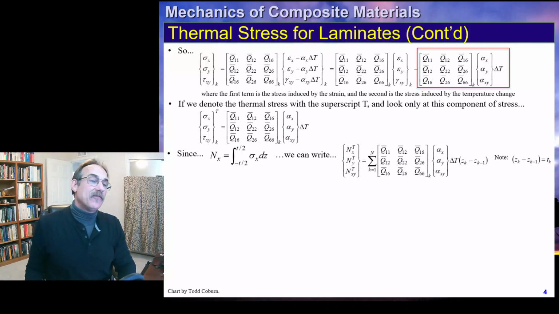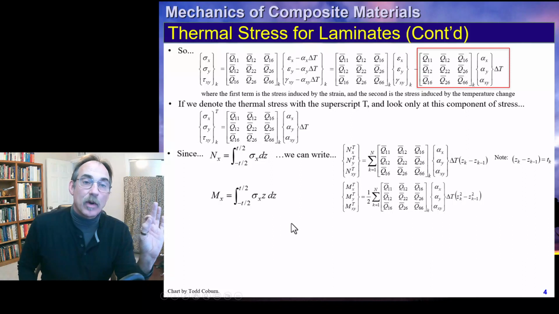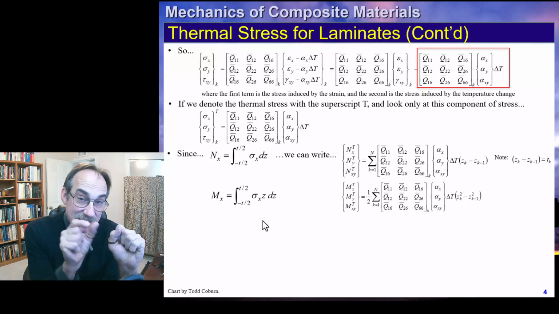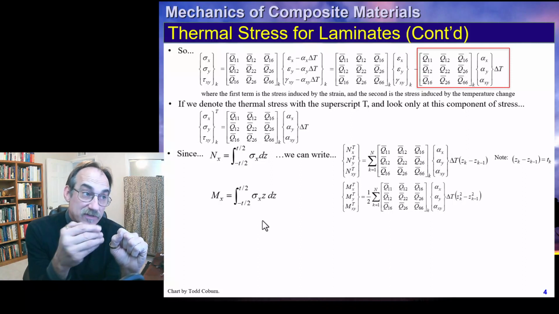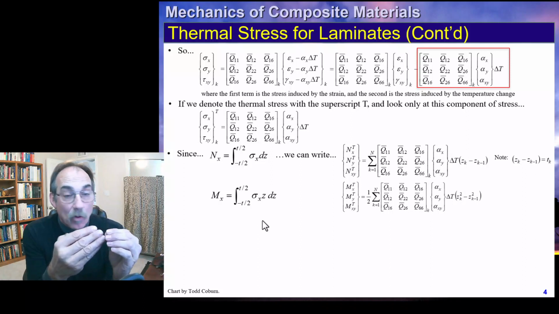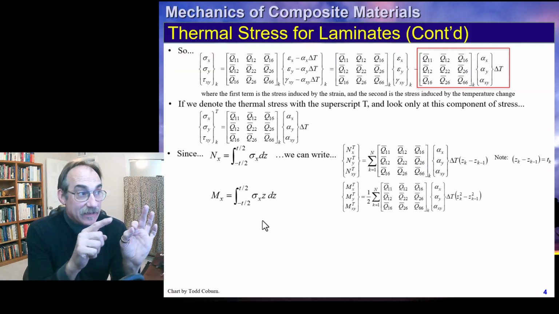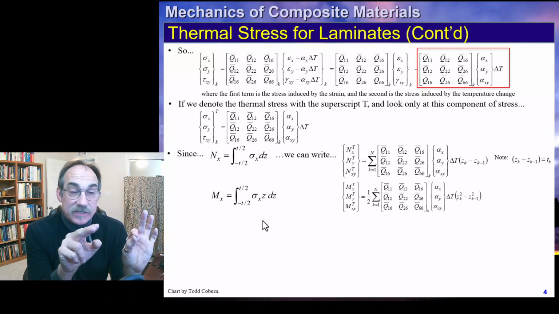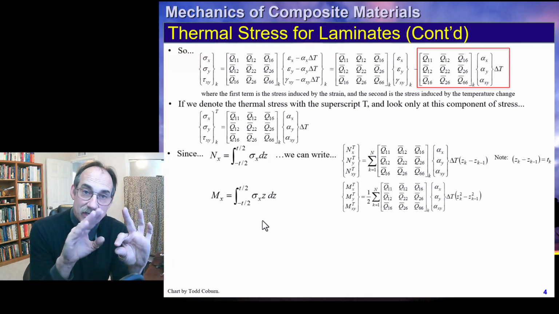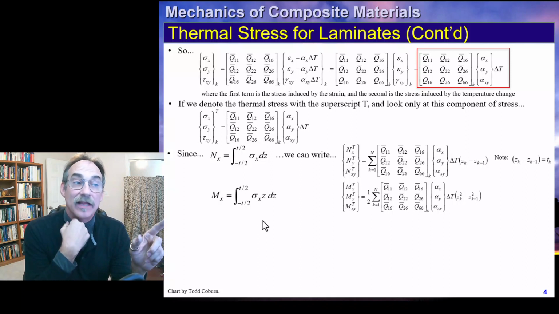Now we can do the same thing for the moments, because our moments under classical lamination theory were calculated like this. All we need to do now is take the stress times the dz, which is just the thickness, which gives us a force, and then multiply that by the z position. Stress times dz is just a force, and a force times the z position gives us that moment. So this allows us to calculate the moments.